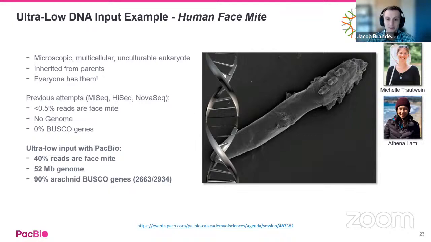And they were able to generate about 40% of the reads to face mites, where the other 60% tend to be coming from the host. They were able to assemble it into about a 52 megabase genome, and it had a really good BUSCO score to different arachnid genes that were in the database. So they were extremely happy with this assembly.